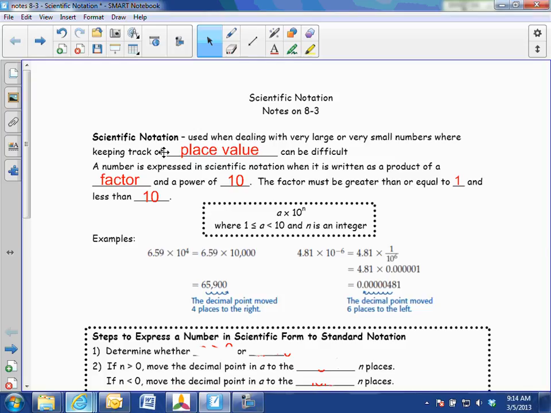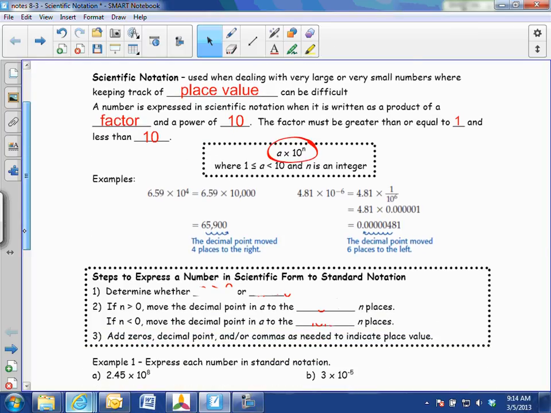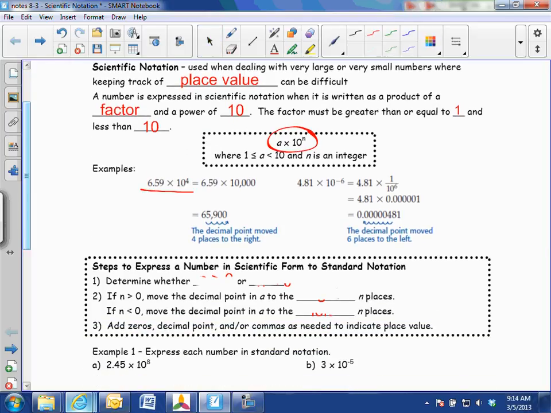In other words, it looks something like this, where we have some number A times 10 to the something power. The power, n, has to be an integer, a whole number, positive or negative, and A has to be between 1 and 10. For example, this one would be in scientific notation.